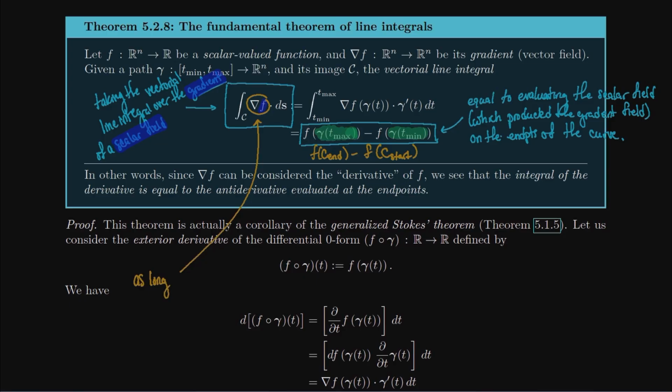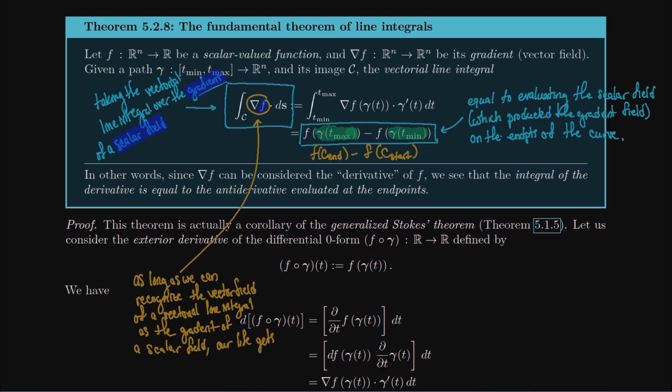As long as we can recognize the vector field of a vectorial line integral as the gradient of a scalar field. Now, not all vector fields will be the gradient of a scalar field, but if it is, our life gets easy. So if we can make that recognition, our life gets easy.